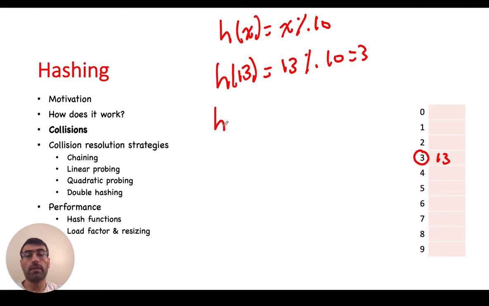Now let's say next I have 23 that needs to be inserted. So 23 mod 10, that is again 3. Now bucket number 3 is already occupied, so I cannot insert it here. So there is a collision. Now, much of the discussion beyond this point about hashing has to do with strategies to resolve these collisions.